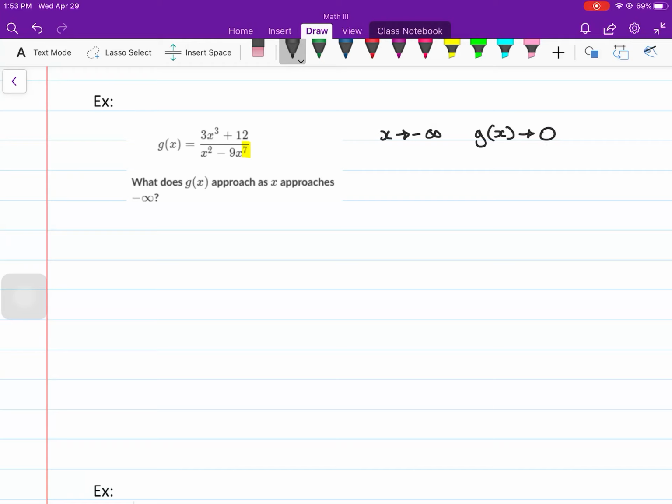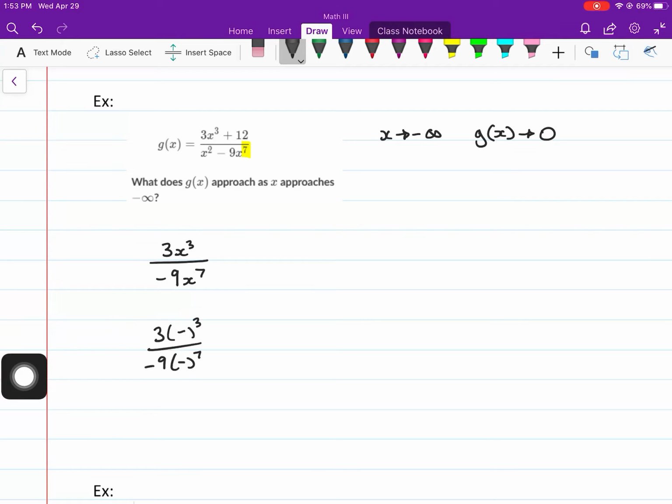Now we've got to figure out, is it approaching 0 from the top or is it approaching 0 from the bottom? So I'm going to plug in a negative number. Once again, we're just going to look at the higher powers. So we're going to look at the 3x cubed on the top because it's more significant, and then negative 9x on the bottom to the 7th power. And so if I plug in a negative number, we would have 3 times a negative cubed over negative 9 times a negative to the 7th.